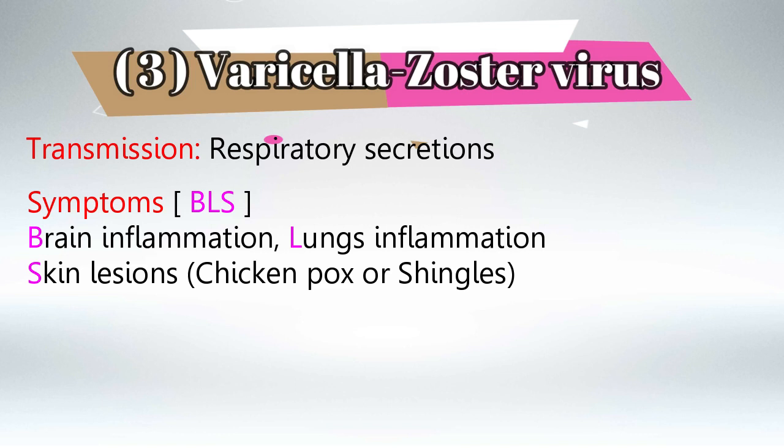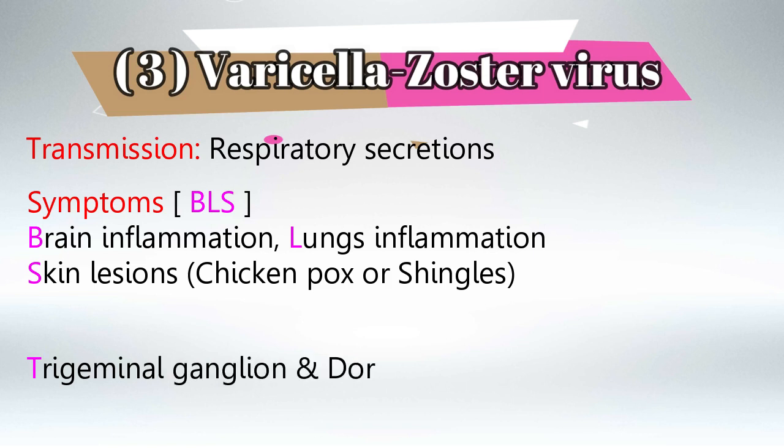The skin lesions can either be mild like chickenpox or severe like shingles. And note that shingles will resolve and later on cause what we call a post-herpetic neuralgia. The third herpes virus will reside in the trigeminal ganglion and the dorsal ganglion. So remember that the third starts with T and trigeminal starts with T as well.